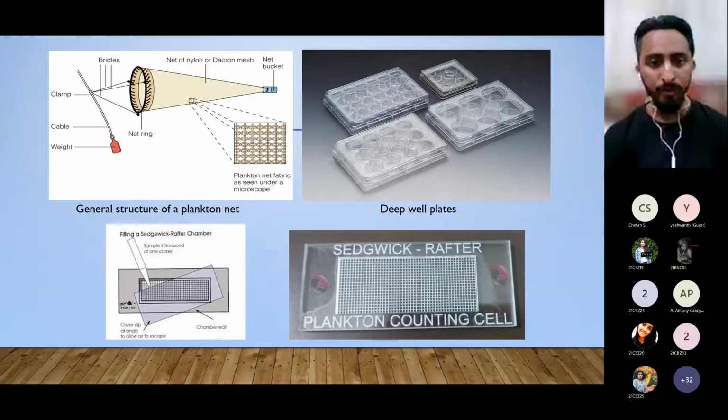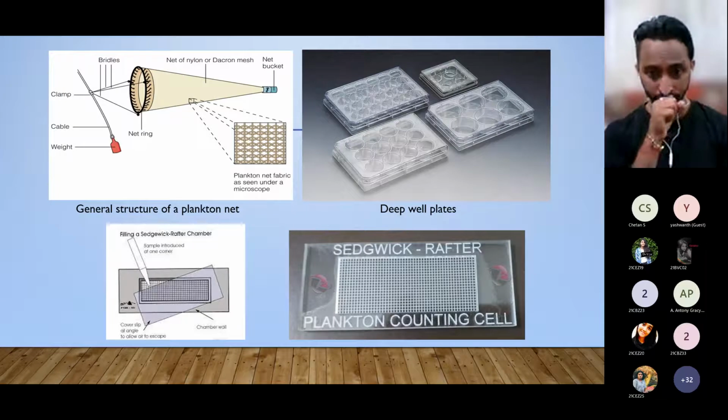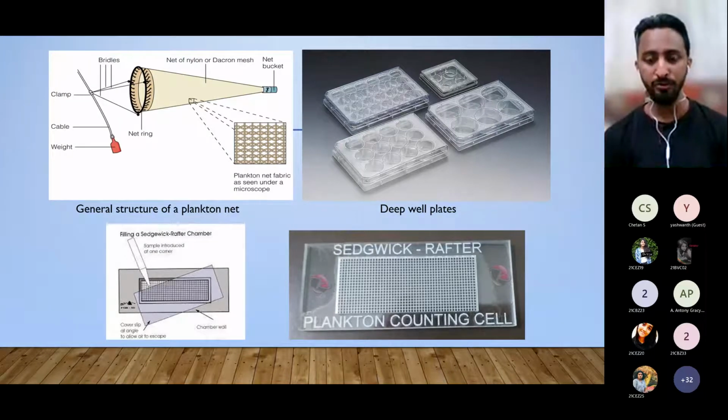Then below that you have two other pictures of a Sedgewick Rafter chamber. One is the original picture of how it looks, the slide, and there's a diagrammatic representation. You have a trench in the middle with square boxes where you pour your sample. Generally, the size that goes there is 1 ml, so you can take 1 ml of sample at a time, cover it with a cover slip, and count it under the microscope. A stereo microscope will be sufficient.